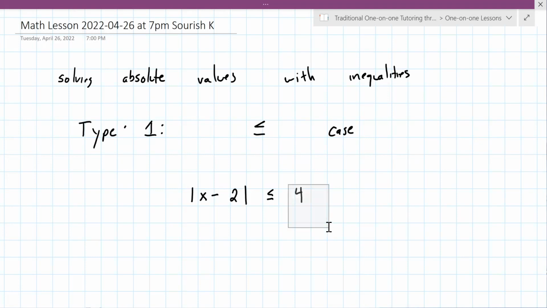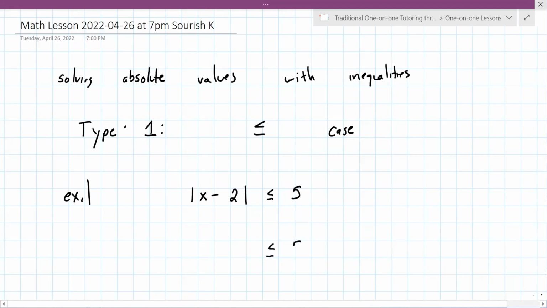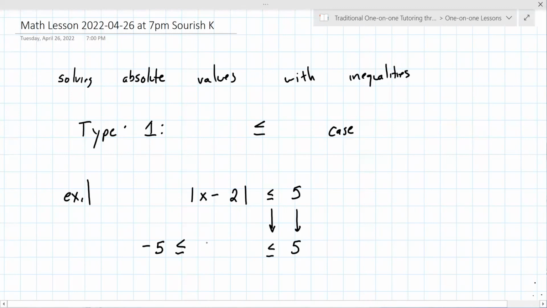Actually, let me change this to a 5. This is our first example. It says the absolute value of x minus 2 is less than or equal to 5. The way you set up this problem is, when it's less than or equal to, it's very important that you make a special change. You bring this number down exactly where it is, but you also put the negative of that number over here on the left. See how I put a 5, but I changed it to be negative? And then you bring down the x minus 2.